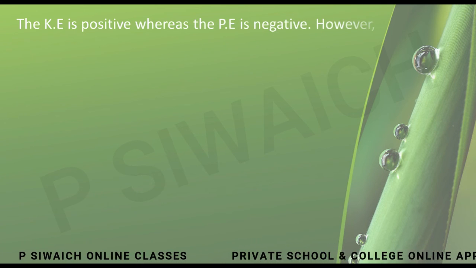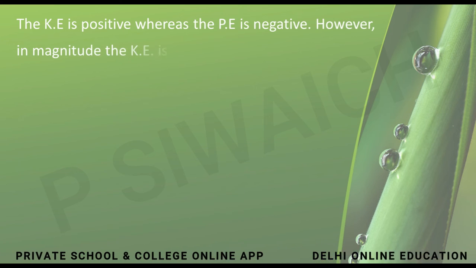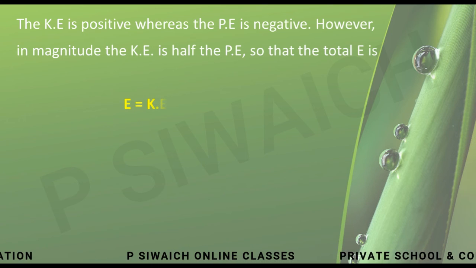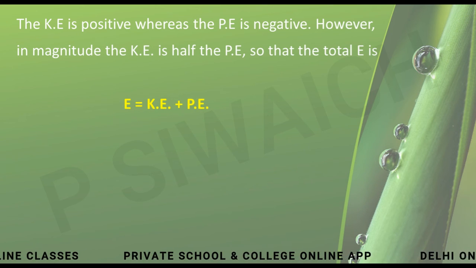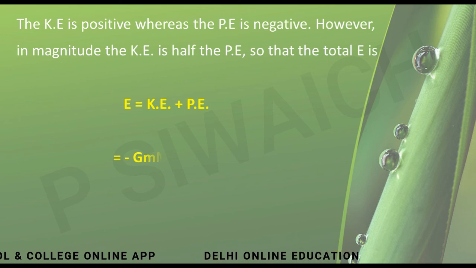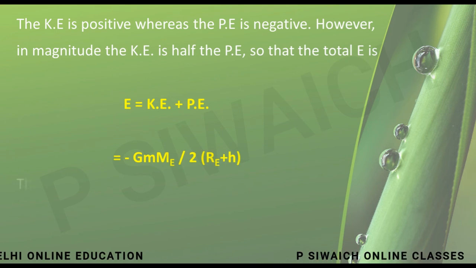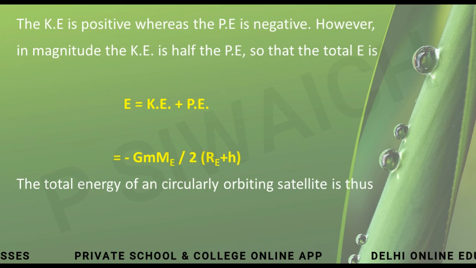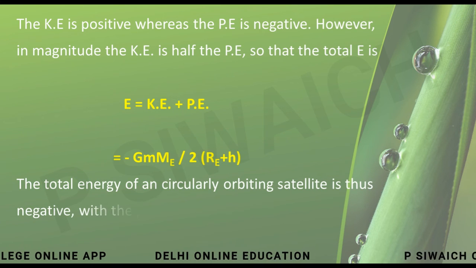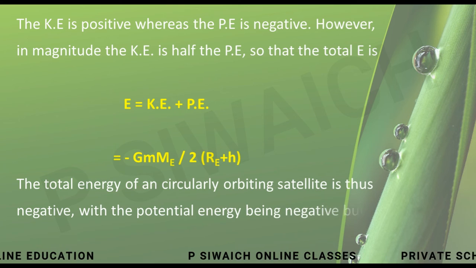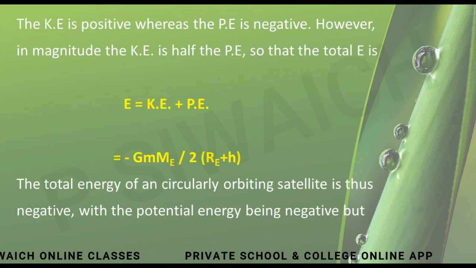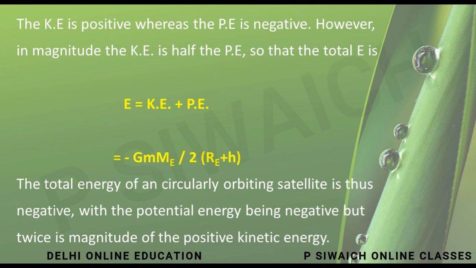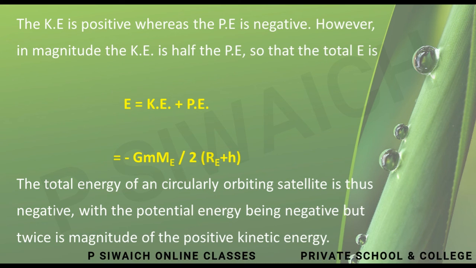The kinetic energy is positive, whereas the potential energy is negative. However, in magnitude the kinetic energy is half the potential energy. So, the total energy is E equals kinetic energy plus potential energy, that is equal to minus G m Me over 2 (Re plus h). The total energy of a circularly orbiting satellite is thus negative, with the potential energy being negative, but twice the magnitude of the positive kinetic energy.